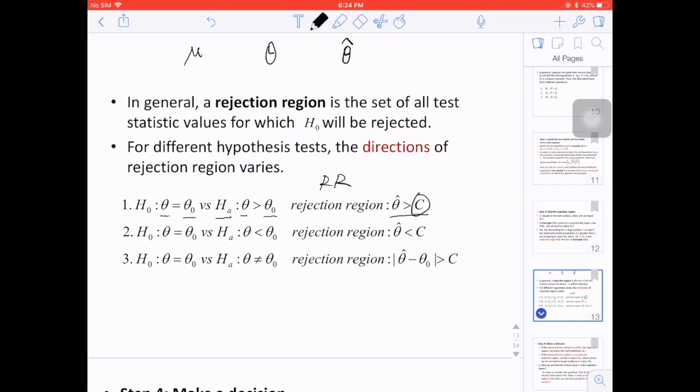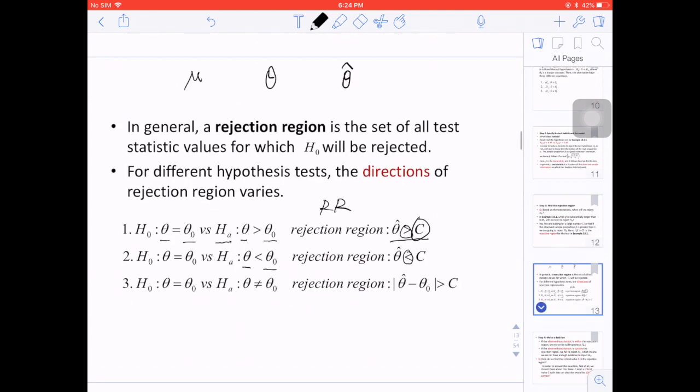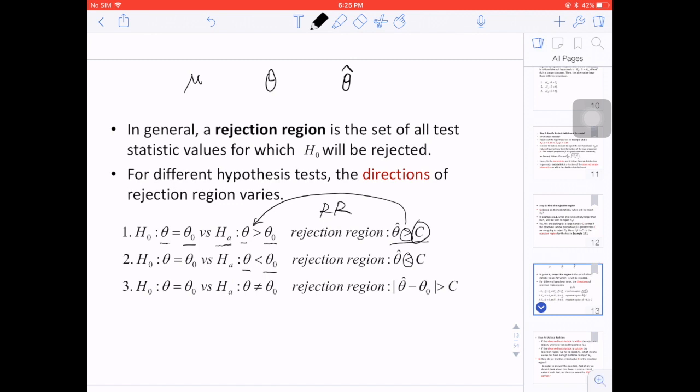And how to find it? First of all, you convert this theta hat into a Z distribution or Z random variable at this stage. Later, we're going to discuss more examples using T or some other distributions. But here, you just need to know, I'm going to convert this theta hat to Z. And also, if your alternative hypothesis is theta is smaller than theta 0, your rejection region is theta hat is smaller than C. So this direction is the same as the alternative hypothesis. You see what I'm saying?